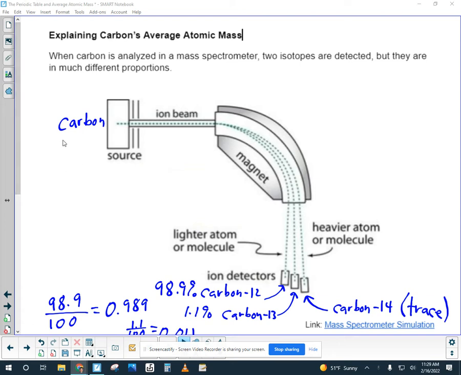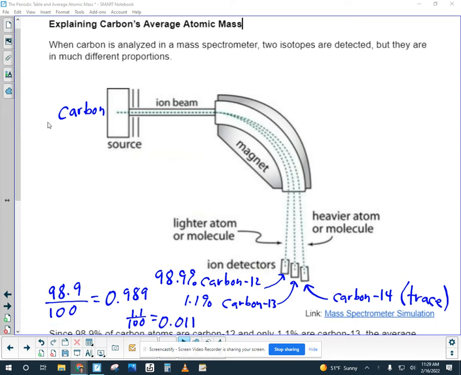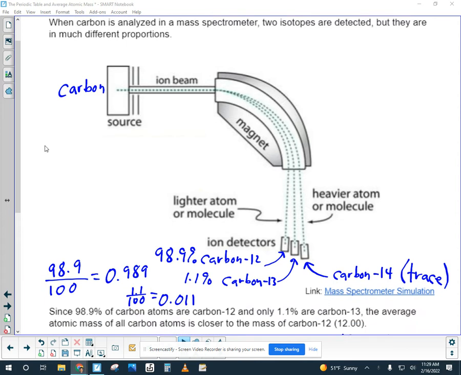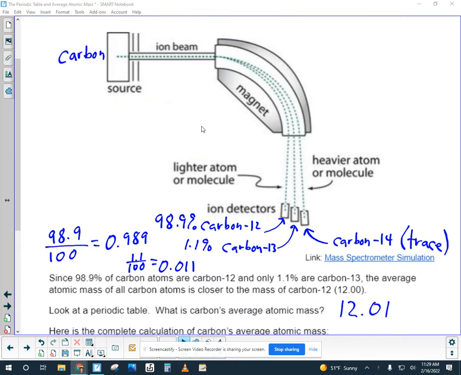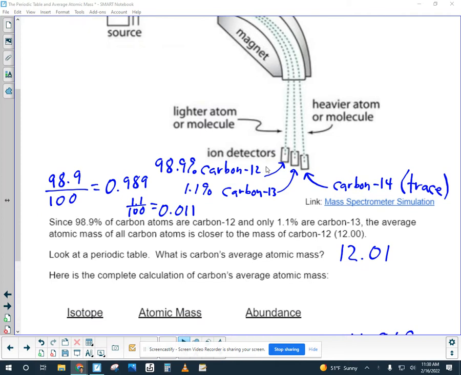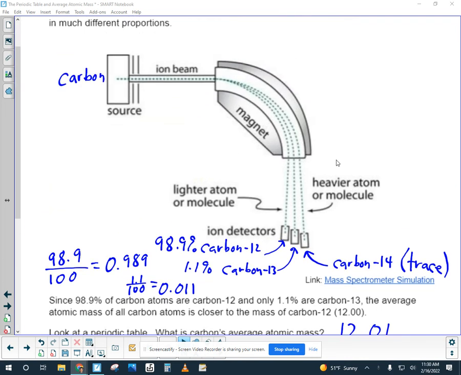All right, so recapping carbon's average atomic mass. We talked about how if you take a pure element source and analyze it in a mass spectrometer, almost all elements you're going to find more than one mass particle, and that would be related to different isotopes of that element. So the two most common isotopes of carbon are carbon-12 and carbon-13. There is a very trace amount of carbon-14, but you would have to have a really, really sensitive device to even measure it.